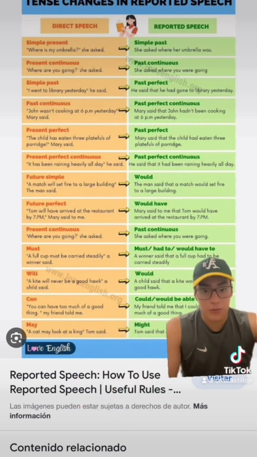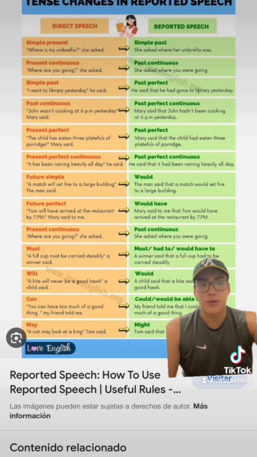I found some examples and I will explain them to you. The first one is present simple to past simple: "I like chocolate" becomes "he said that he liked chocolate." Present continuous to past continuous: "I'm studying" becomes "she said that she was studying." Present perfect to past perfect: "I have finished my homework" becomes "he said that he had finished his homework." And past simple to past perfect: "I went to the park" becomes "she said that she had gone to the park."